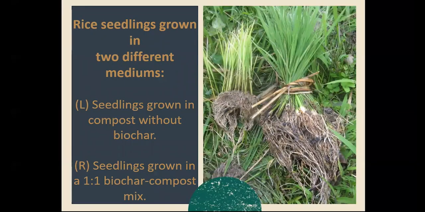Here is just a quick little example of how biochar can benefit your soil. If you look on the right, these are rice seedlings grown in a mixture with biochar, and on the left without. You can see a clear difference here, not only in the height and size of the seedlings, but the color too, which infers better nutrient content.